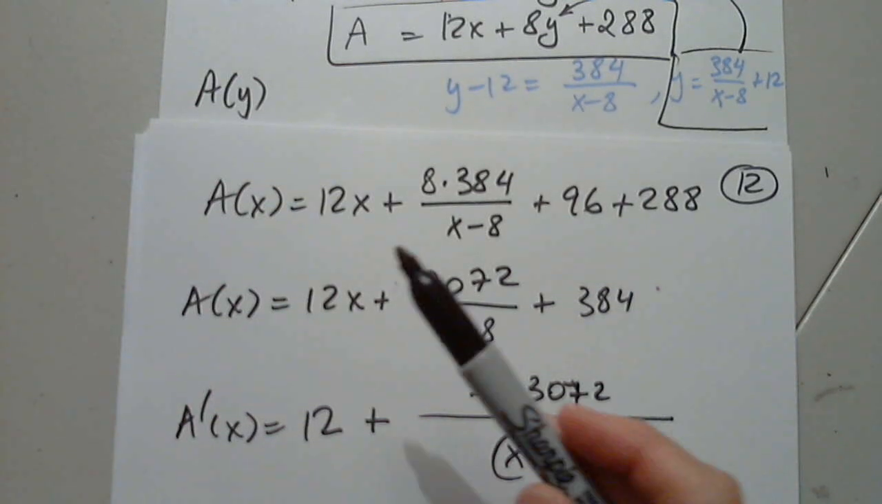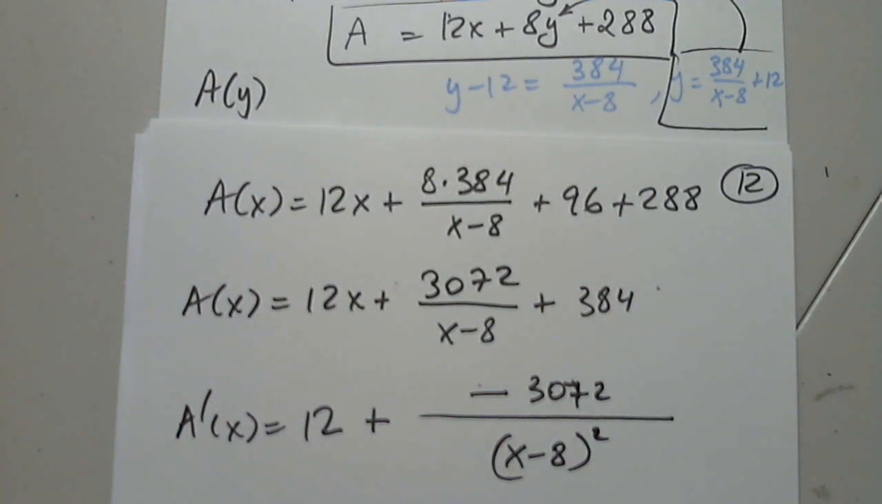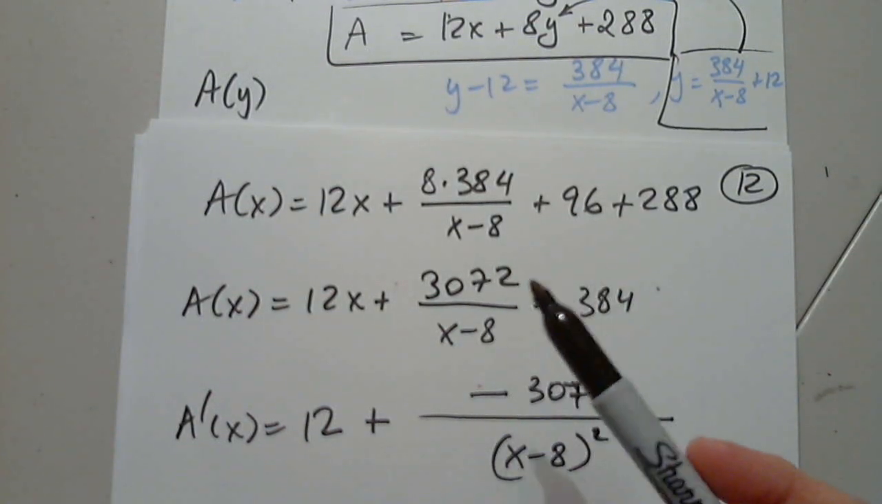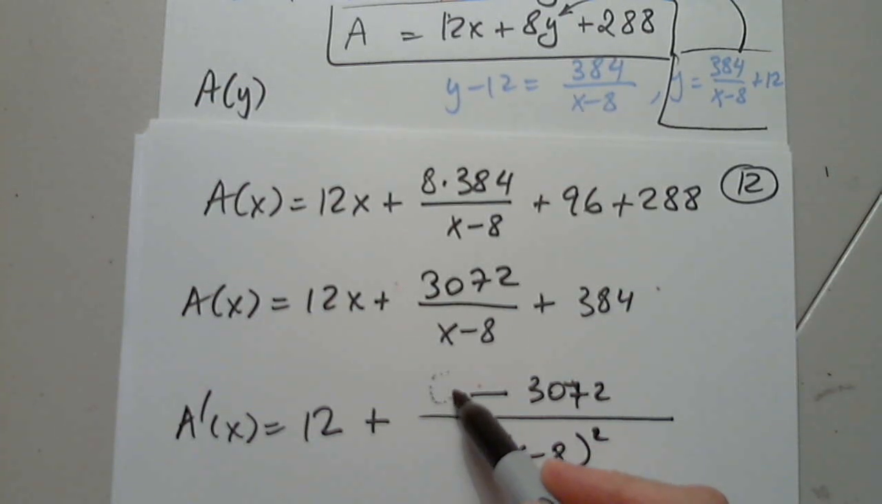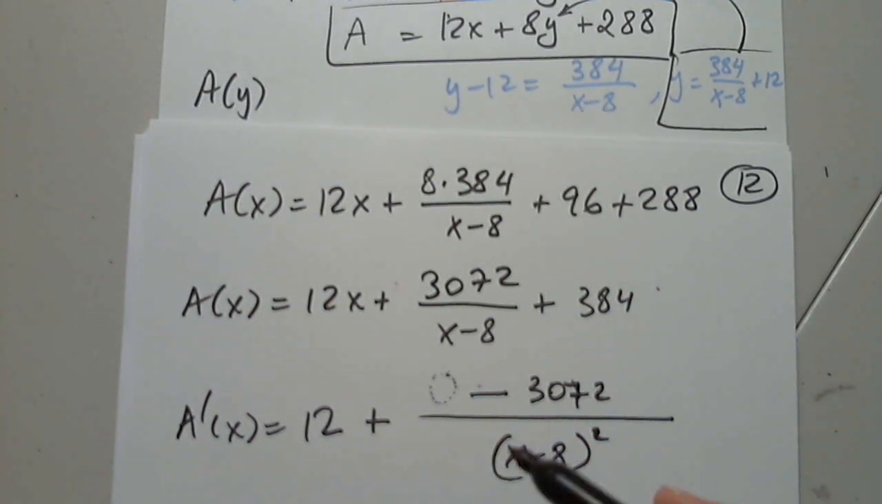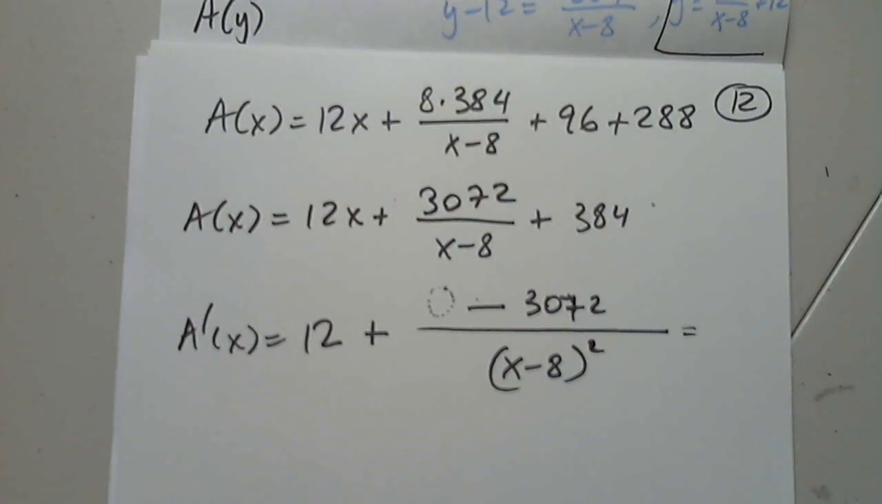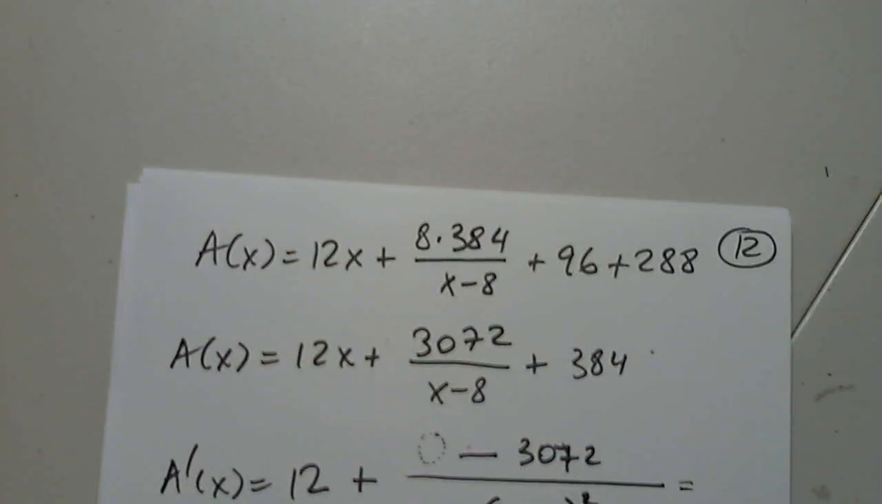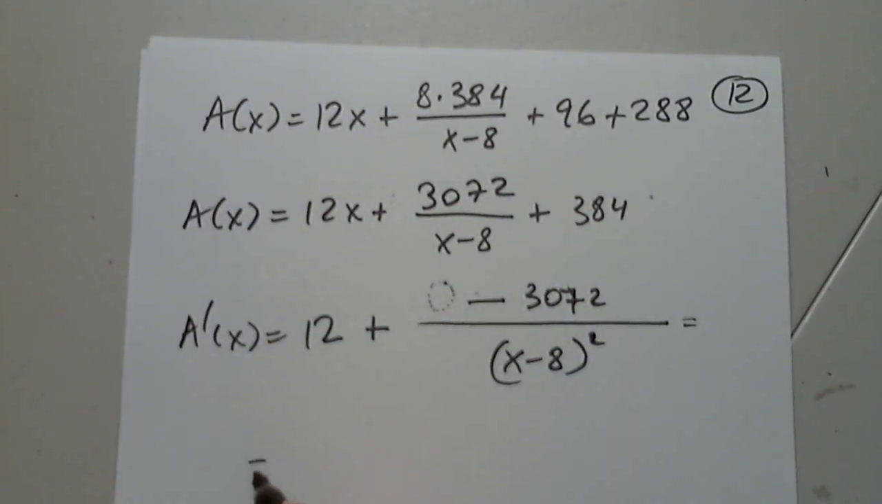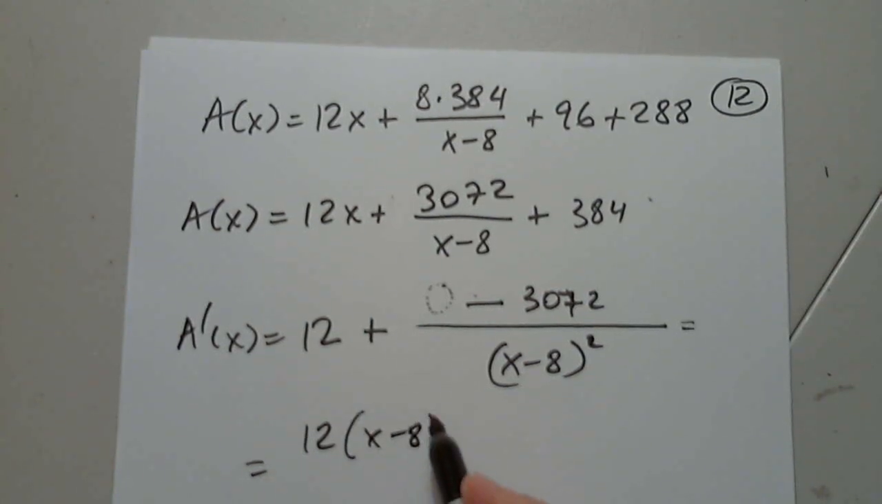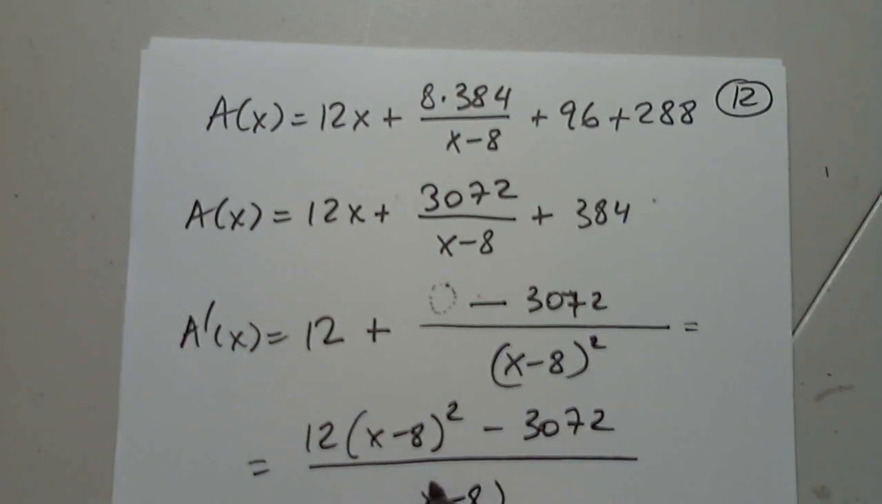So let's do this again. This prime is 12. This prime is gone, 0. Now this fraction prime, the top prime is 0 times the denominator. So if you want to write it to make sure you're not missing anything, it's 0 minus the top times the denominator prime, which is 1, over the denominator squared. So then finally, what do we have? We have 12 times (x minus 8) squared minus 3072 over (x minus 8) squared.